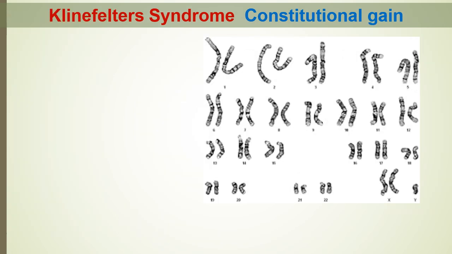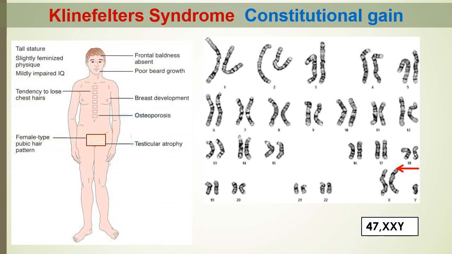In Klinefelter's syndrome, if we look into the karyotype, we can see there is an extra X chromosome. So the karyotype may be described as 47, XXY. If we look into the phenotype of a Klinefelter's syndrome individual, we can see they are usually tall, with a slightly feminized physique. They have a tendency to lose chest hair, osteoporosis and some sort of breast development.